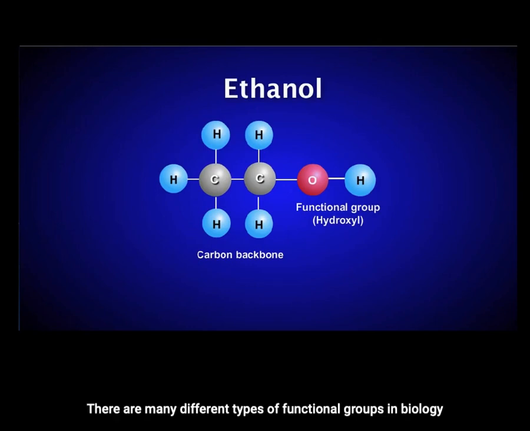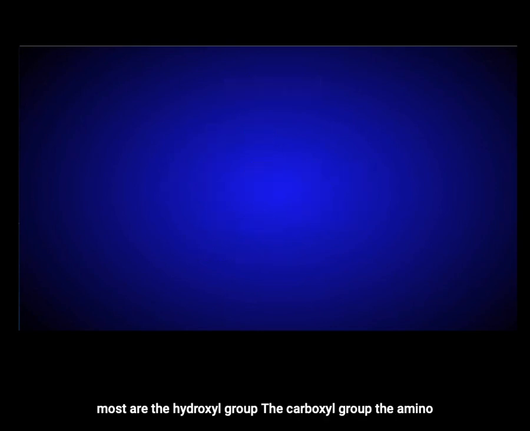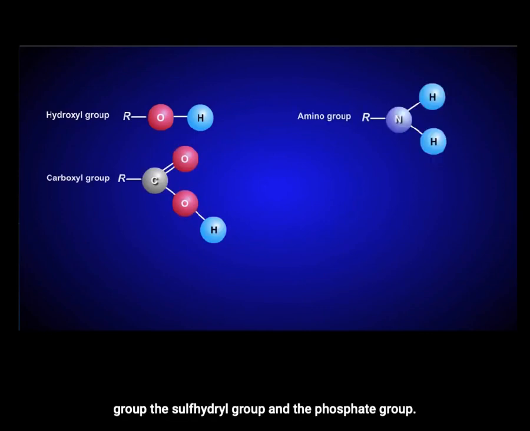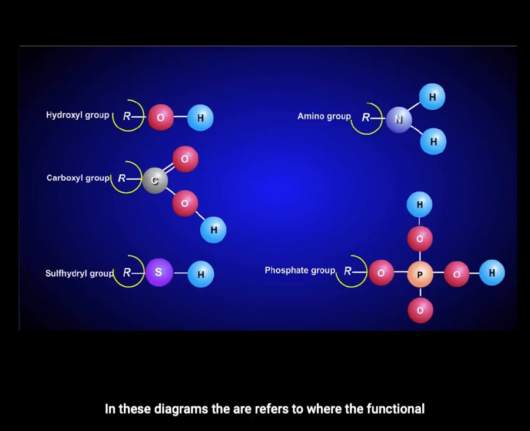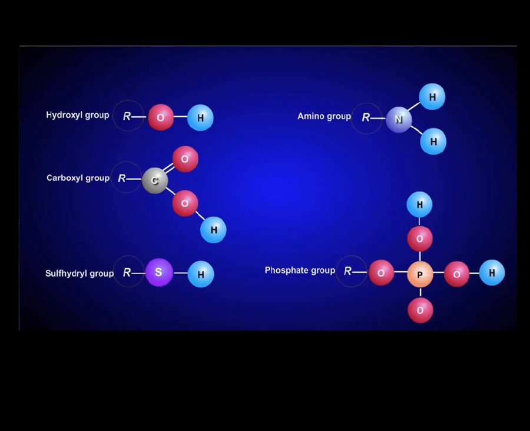There are many different types of functional groups. In biology, the 5 that you will probably come in contact with the most are the hydroxyl group, the carboxyl group, the amino group, the sulfhydryl group, and the phosphate group. In these diagrams, the R refers to where the functional group attaches to the carbon skeleton.